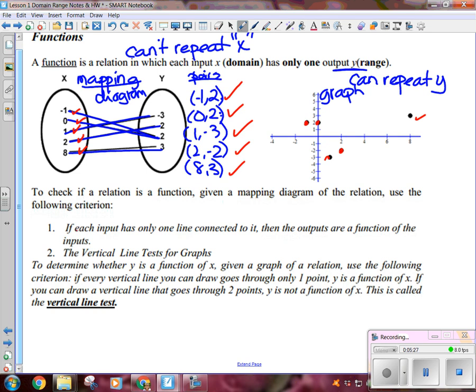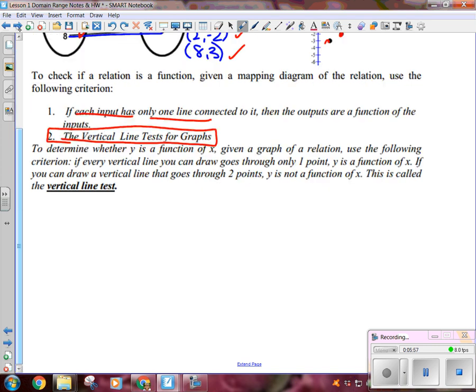Okay, we've talked about each input having only one output. There's also a visual way to just look at a graph quickly and say, yes, it's a function, or nope, it's not a function. And that's called the vertical line test. And here's what it really says. If you can draw a vertical line, which is up and down, across your graph, and it only touches the graph once, then it's a function. If you find that it crosses it more than once, then the answer is no. All right, so I'm going to look at the next graph.